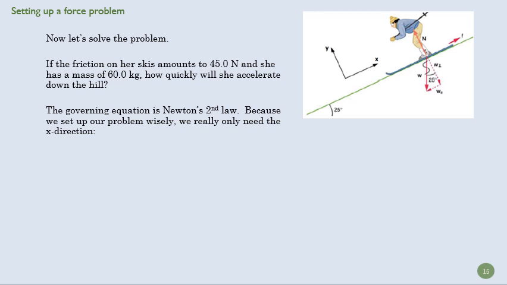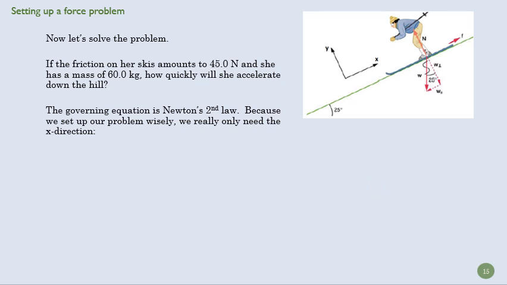The governing equation is Newton's second law. We could solve this in the y direction, right? There's a normal force and a weight force. What we'd find there is that the y component of the weight force would be perfectly balanced with the normal force, okay? Because she's neither flying up into the air nor sinking into the snow. So we know that this force has to be balanced with that force. So we could find this, and then we could find what the normal force was.